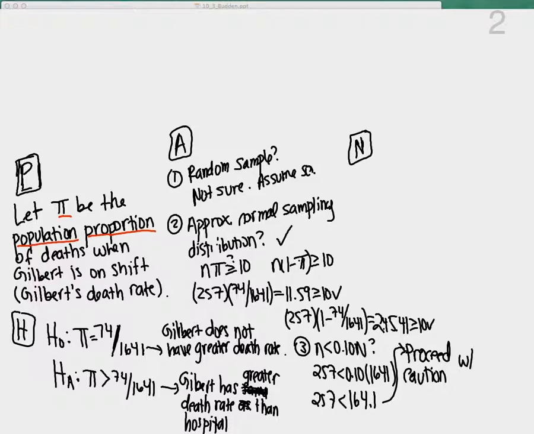Right, yeah. Okay, so N is a little bit different. First thing you have to tell me is the name. Remember how it's called a large sample confidence interval for proportion? Well, this time it's called a large sample hypothesis test for population proportion.